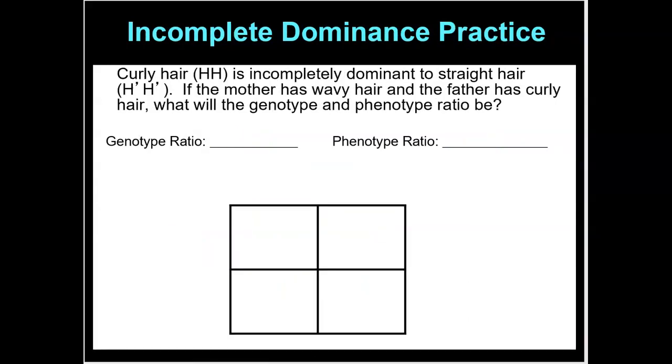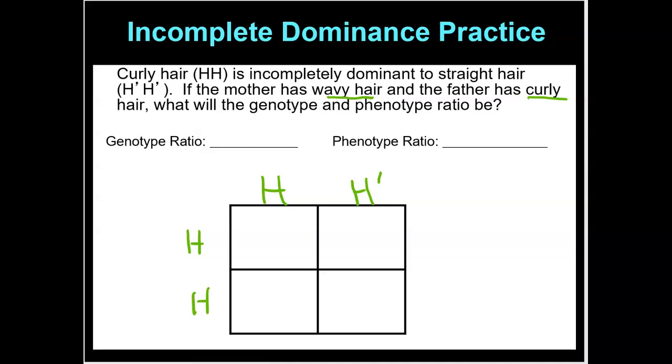Let's do another one. So here we have curly and straight hair again. This time the mother has wavy hair and the father has curly hair. Take a second and pause the video and write down what the cross is. Create your Punnett square, see if you're set. Okay, so mom has wavy hair, so that means she has to have one of each. She has to be heterozygous to be wavy. And dad has curly hair, which means he has two of these curly alleles, which we show with a plain H.